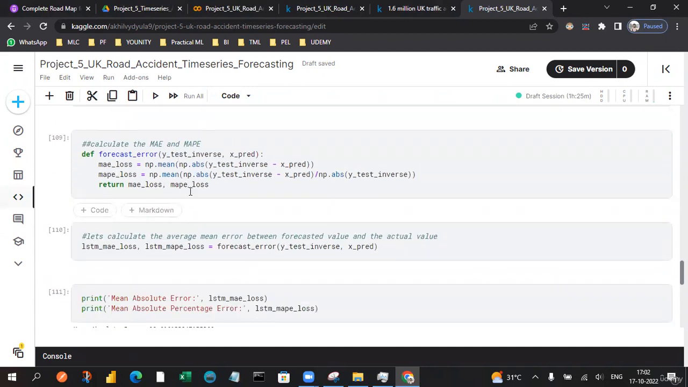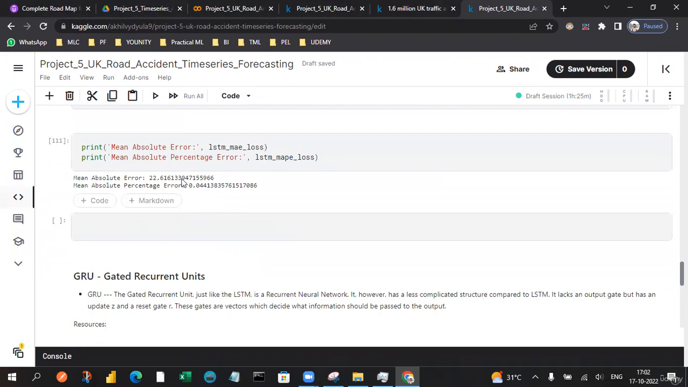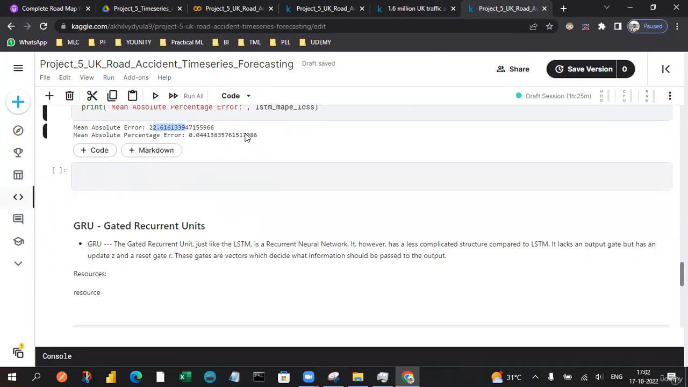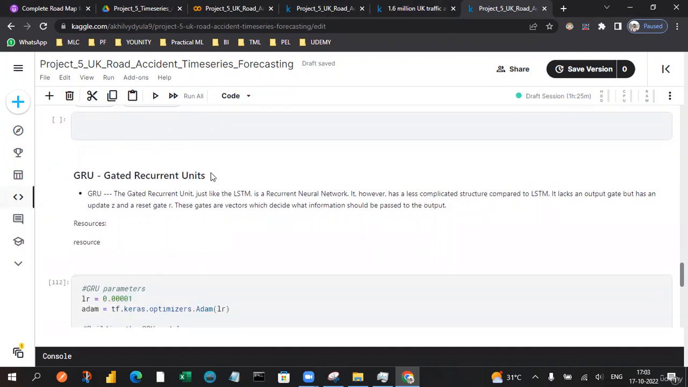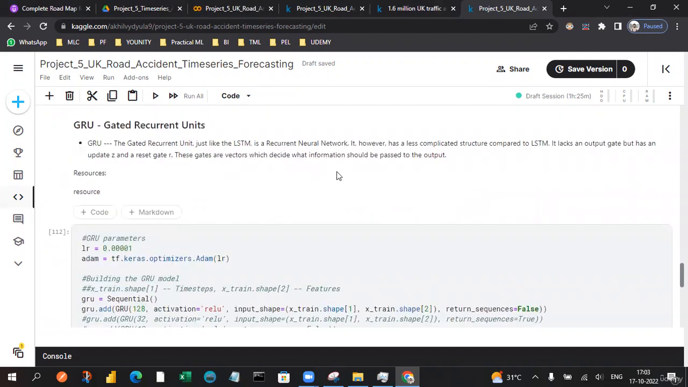So calculate the MAPE and MAE values, which are somewhat higher than what we have seen, at 0.9% at the time, which is very high. So it is not working properly for the LSTM, even with hyperparameter tuning. And let's go for the gated recurrent units, the GRU.